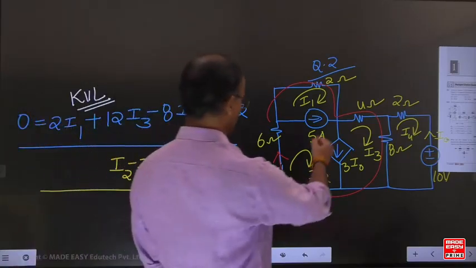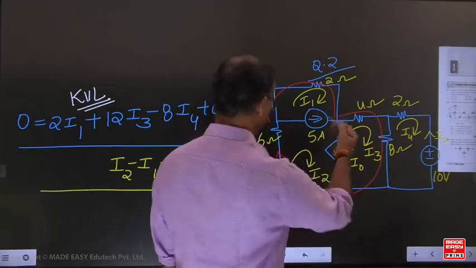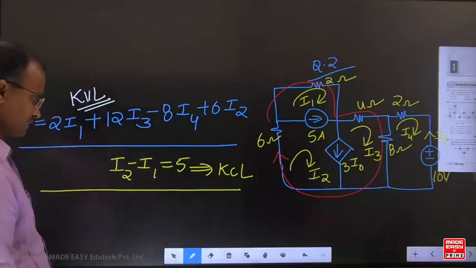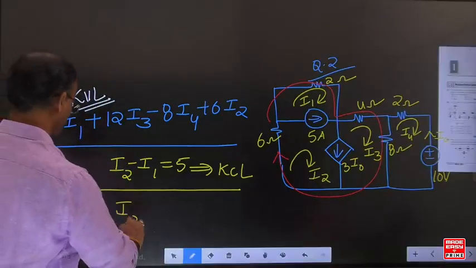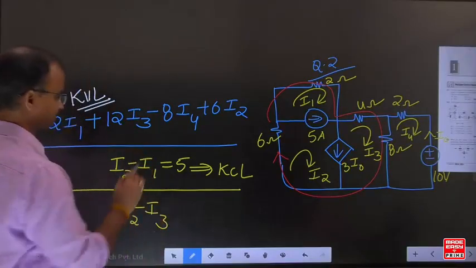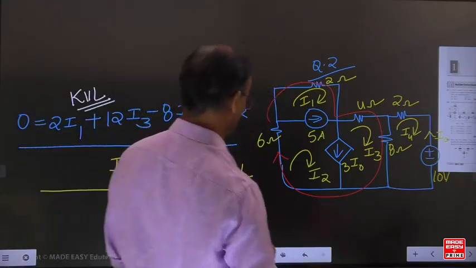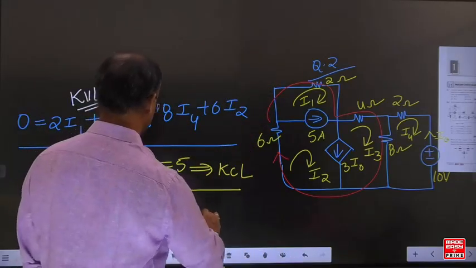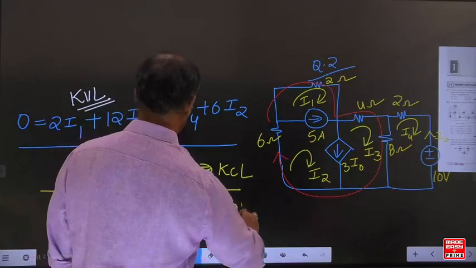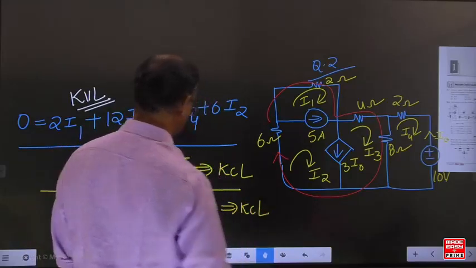Again for this example, look, I2 is downwards and I3 is upwards. How can we write it here? I2 minus I3. I2 minus I3 equals 3. How much is it? 3. Now we got one more KCL equation.